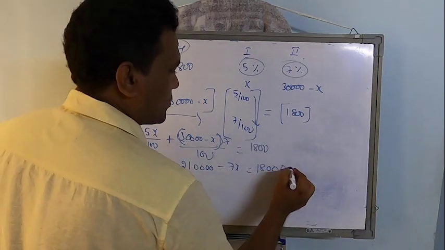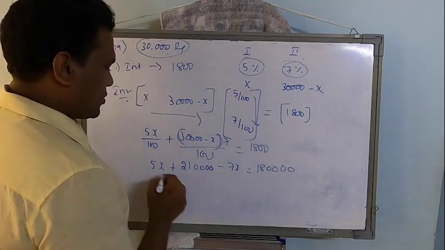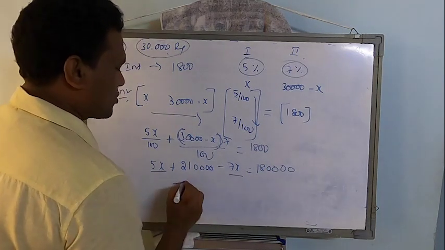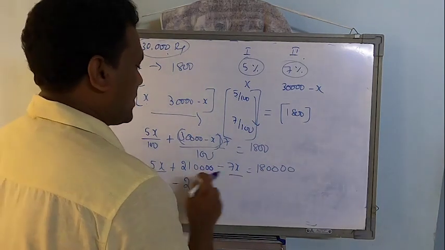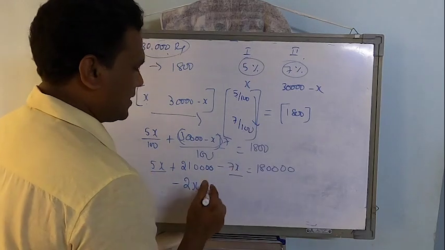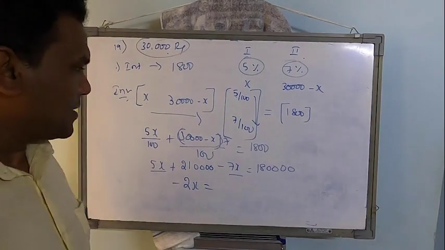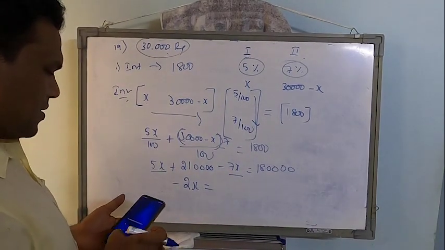2 zeros will come now. So this will become 5 zeros, right? So 5x minus 7x, that's going to be minus 2x, right? So this will be shifted to the right side. So on shifting this, let me just have this on this now.